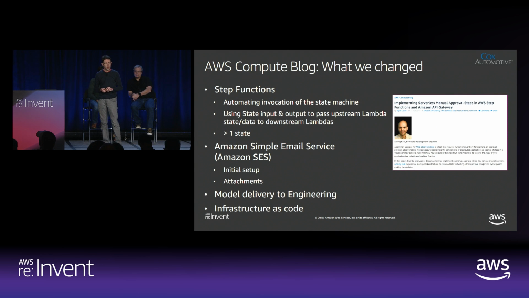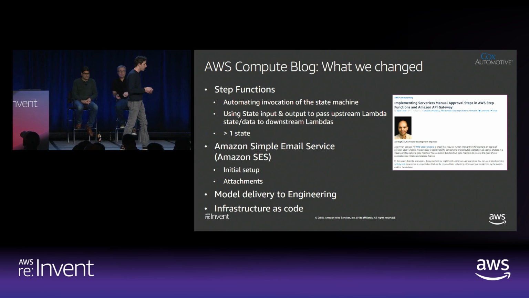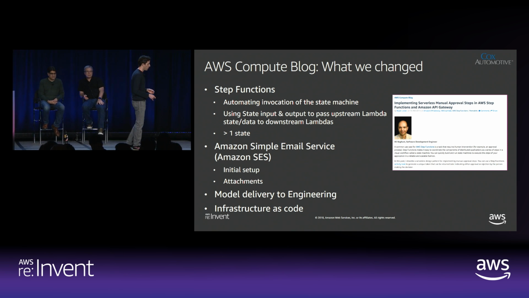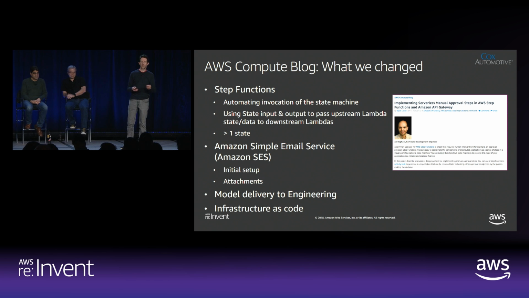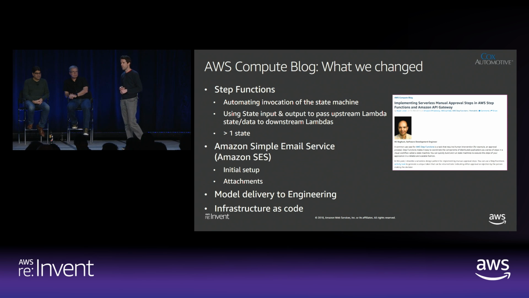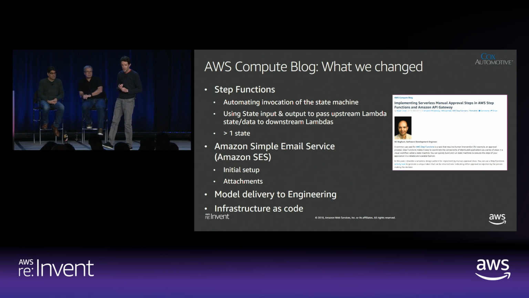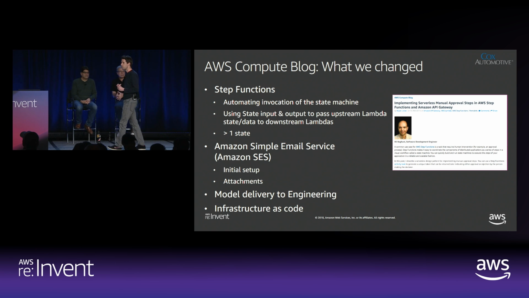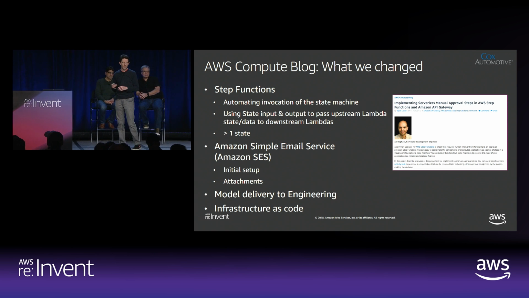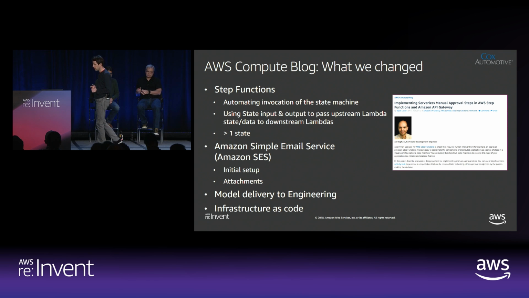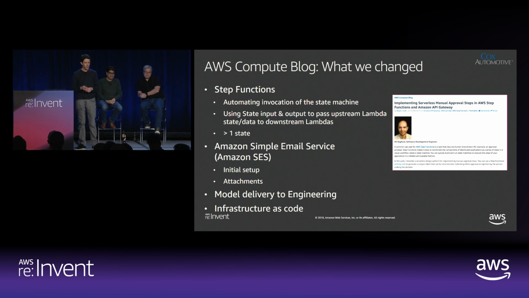So here's what we changed about the AWS blog. It was very simple. There was a single state machine. It was created with the AWS console, which obviously was not going to work for us to stamp these things out in production. And it didn't leverage state input and output at all. We also had to change some other things with SES and our infrastructure as code scripts, but I won't get into the details of those.